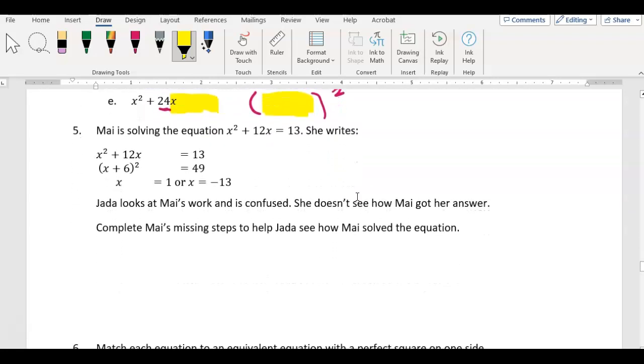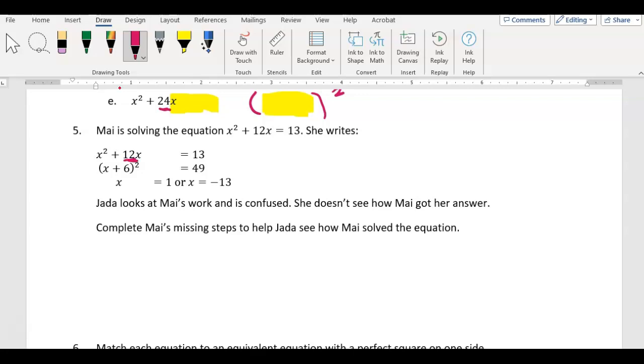Number 5, Mai is solving the equation x squared plus 12x equals 13. She writes it as such. So she writes x squared plus 12x equals 13. And then she rewrites this as x plus 6 squared equals 49. Jada looks at Mai's work and is confused. She doesn't see how Mai got her answer. Complete Mai's missing steps. So what we don't see here is that she needed to take half of 12.